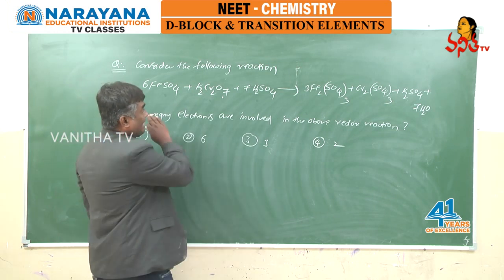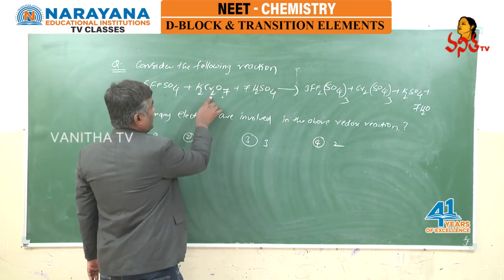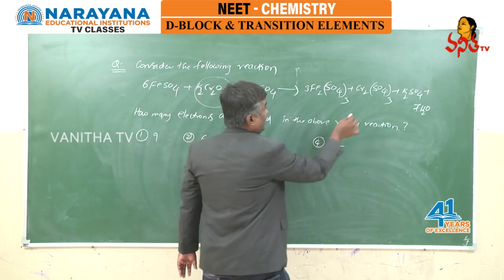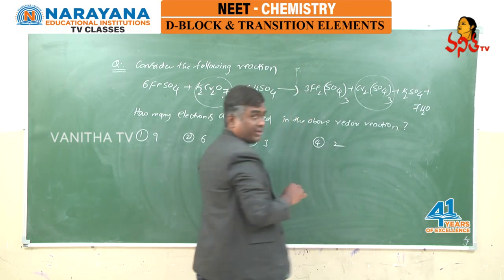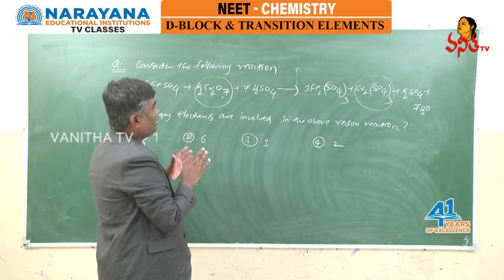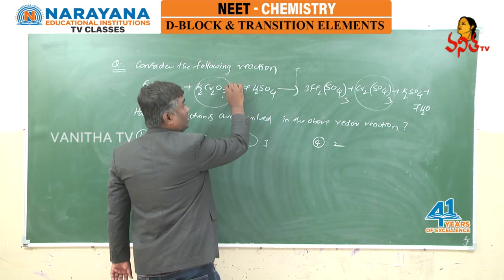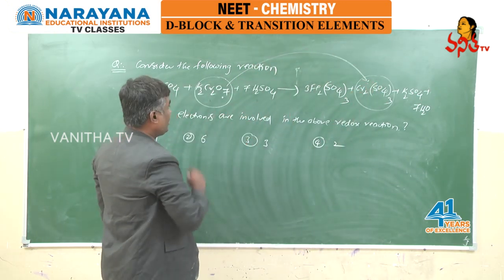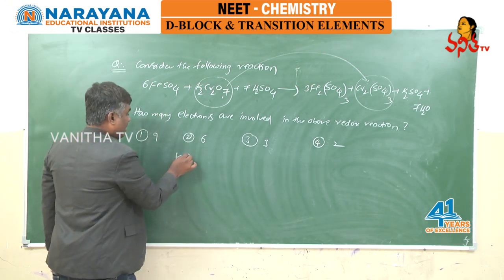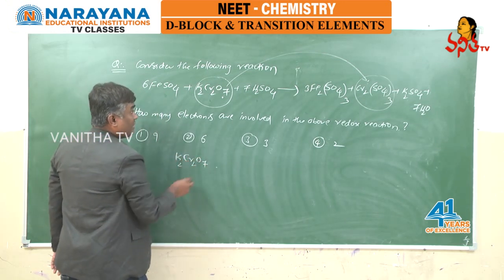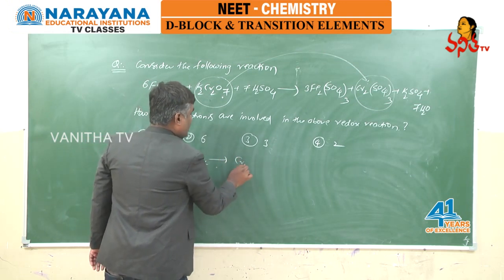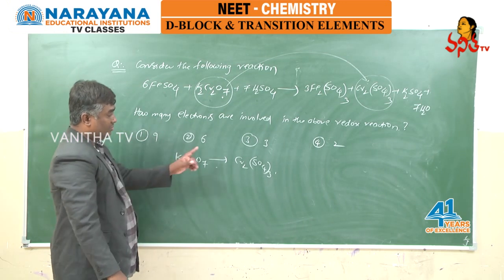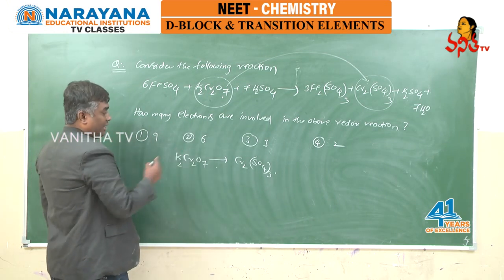If you look at the reactant side, chromium is present in the form of K2Cr2O7, and on the product side it is converted to chromium sulfate. So by observing the reaction we can see that K2Cr2O7 gets converted to Cr2(SO4)3. I'll write it here: K2Cr2O7 gets converted to Cr2(SO4)3, from reactant to product. Here the chromiums are already balanced.